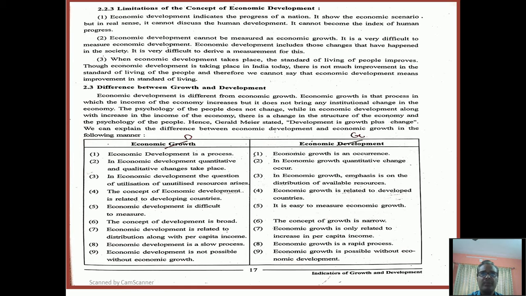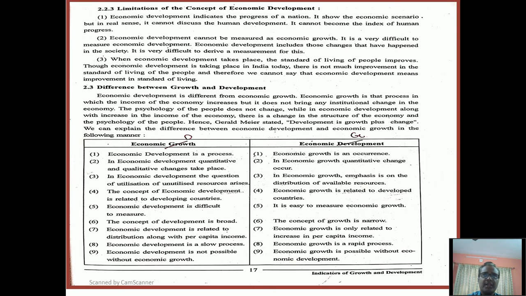So economic development cannot be measured as economic growth. It is very difficult to measure. Economic development cannot be measured easily. Why? Because there are two parts, quantitative and qualitative changes. Qualitative changes, that means standard of living, poverty, unemployment, these are all not easy to measure.